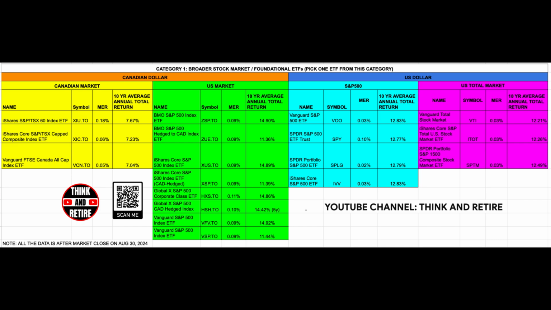On the US side, I have listed 4 ETFs which track the S&P 500 index, and they are very low cost, such as VOO, IVV, and SPY. They are very popular, and even Warren Buffett owns them. And on the total US market, I have listed 3 of them: VTI, ITOT, and SPTM.